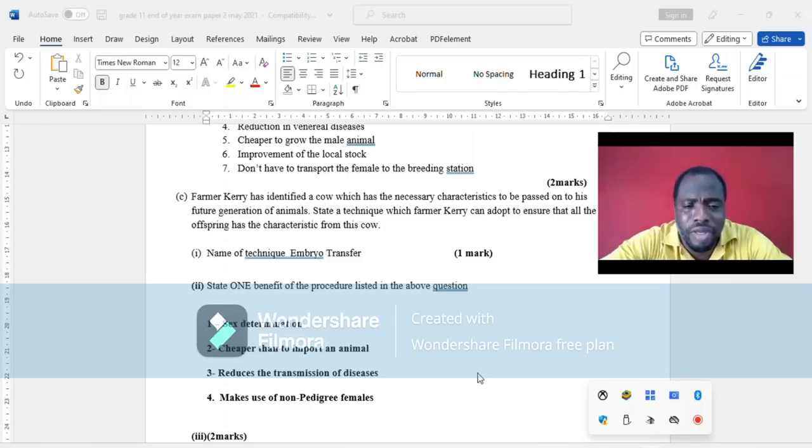If you look at the disadvantages of both AI and embryo transfer, you know, the technical knowledge that is required to carry out the process, also the startup cost, to store the sperm, to carry out the surgical methods of removing the embryos, you'd have to have specialized equipment. So that in itself would be more of a disadvantage, because if you go the whole route of natural mating, then you wouldn't have to think about these things to carry out these procedures.